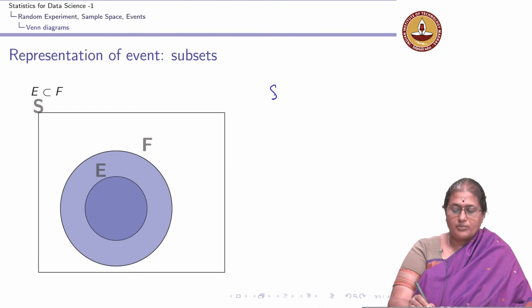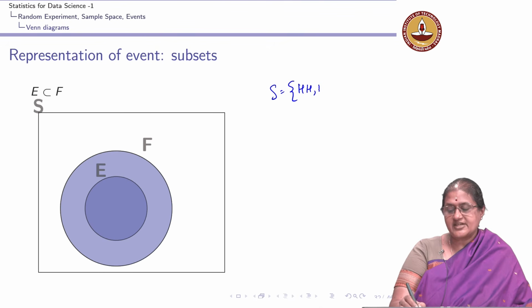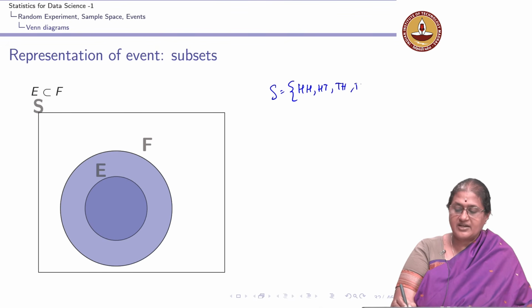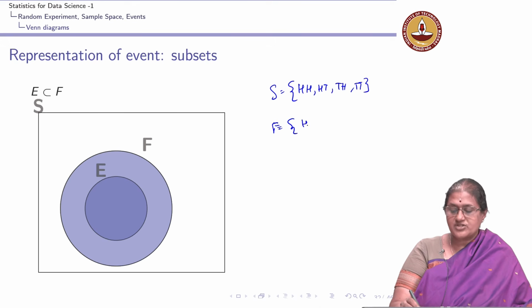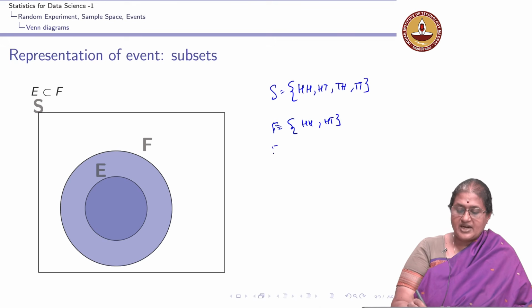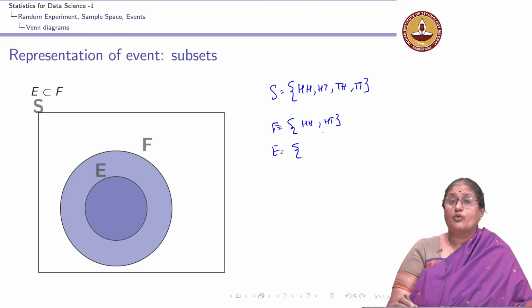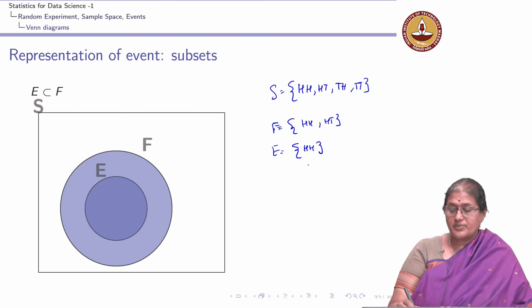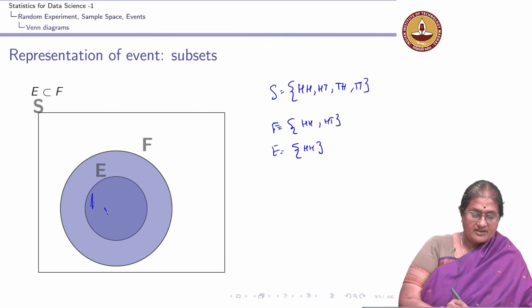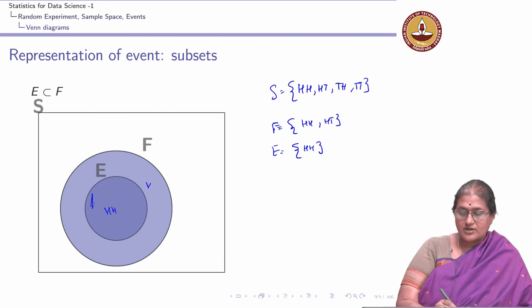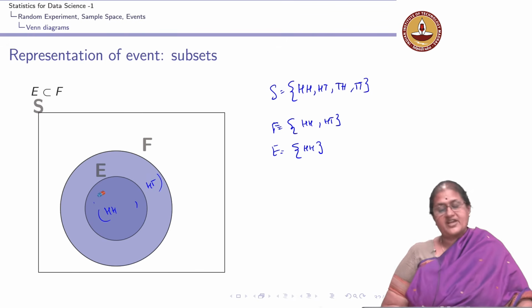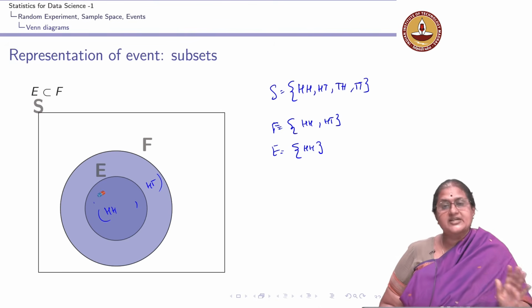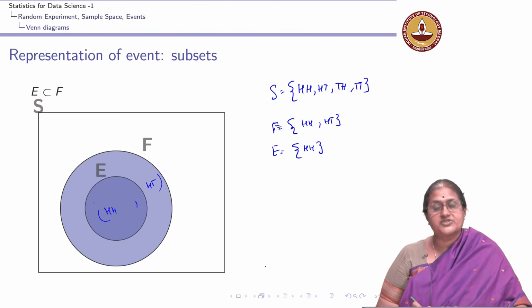Now, suppose again I have a sample space HH, HT, TH and TT. Let F be my event, head in my first toss. So, that would be HH and HT. Let E be my event, head in my first and second toss. So, that is going to be HH. We can see that E, which is only HH, is a subset of F, which has both HH and HT, and this is a way I can visually represent subset events where E is a subset of F.